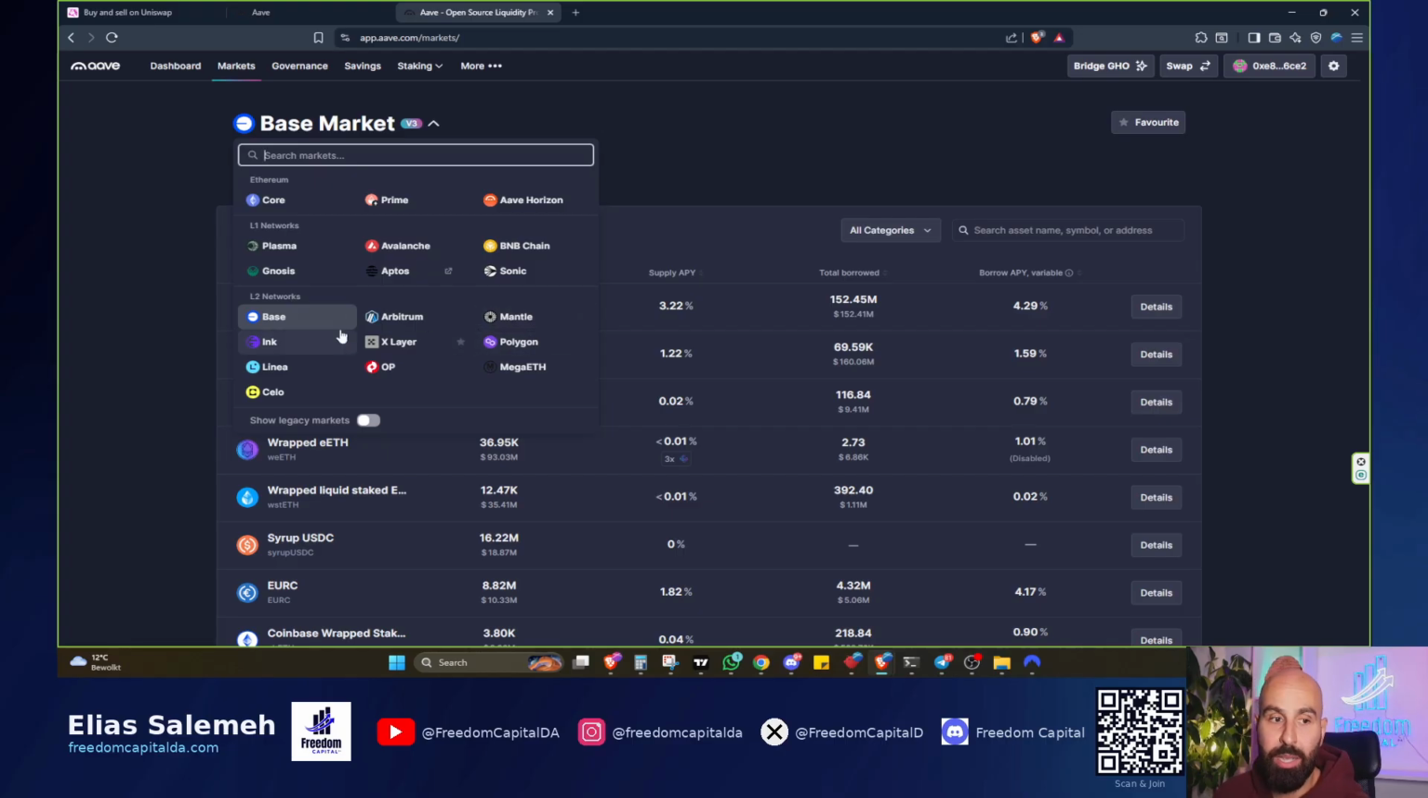For the sake of this example, we're going to be choosing Base because obviously the fees on Base are extremely low and it's a super fast chain. So I tend to use it the most. But keep in mind that you can also use all the available chains that are available here.